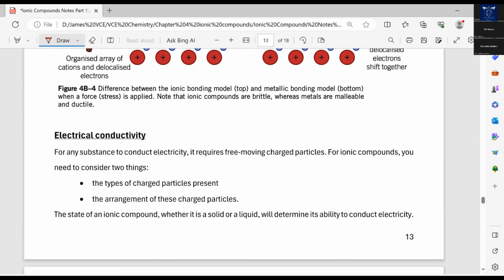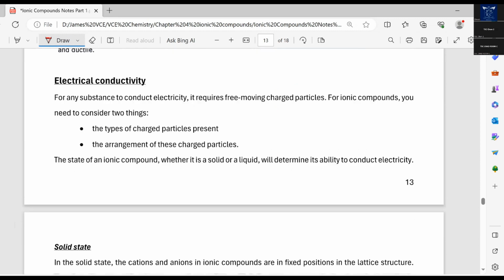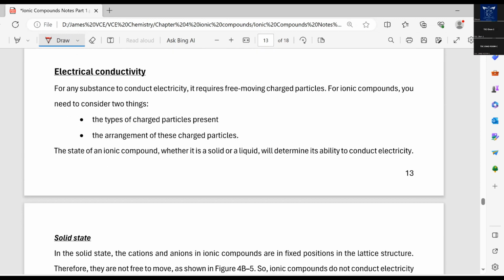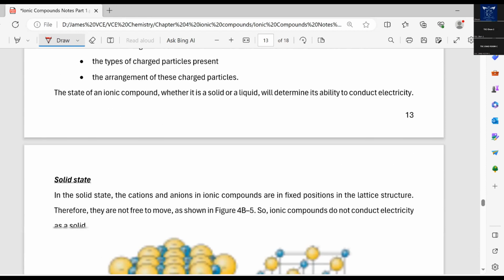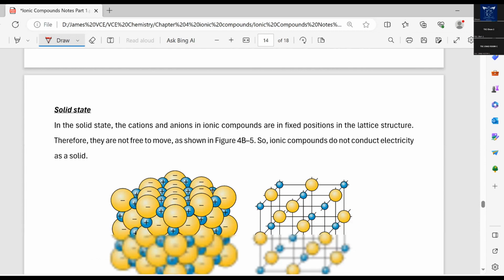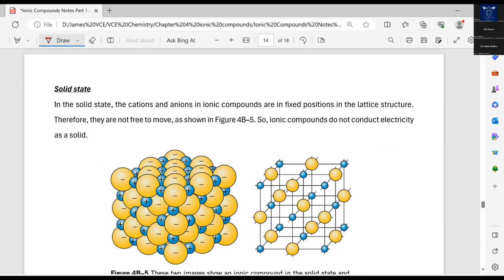Electrical conductivity is quite obvious. For ionic compounds, we have ions, but in the solid state those ions are not able to move. Cations and anions in ionic compounds are in fixed positions in the lattice structure, not free to move. So they cannot conduct electricity as a solid.